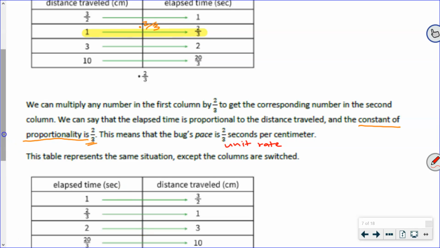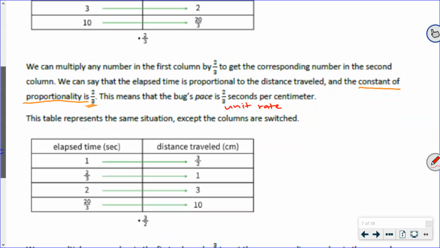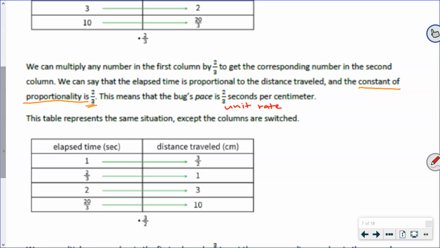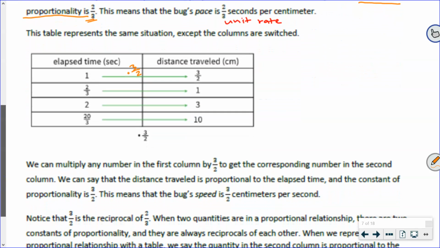But now compare it to this table below, and you're going to see we've got the same information, but the columns are reversed. You want to know what we're multiplying by? Find the 1. How does a 1 change to 3/2? We must be multiplying by 3/2. So 2/3 multiplied by 3/2 is 1, 2 multiplied by 3/2 is 3, and so on. But again, the place to look is where the 1 is.